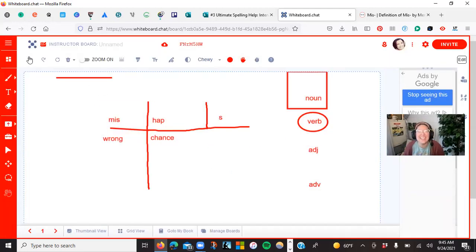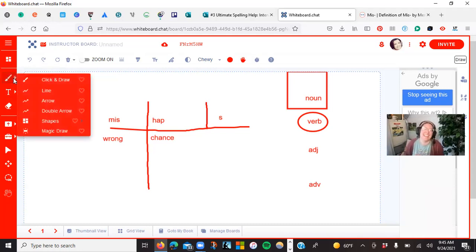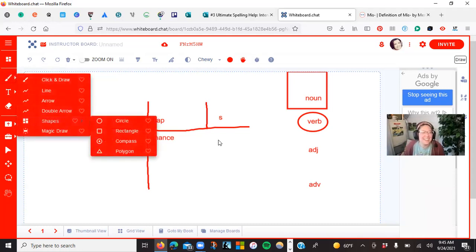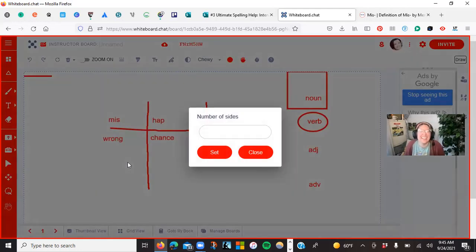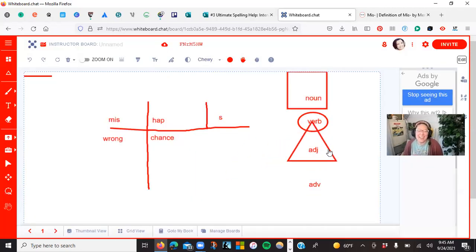Oops. I'm actually, believe it or not, good with geometry, but I did not expect that to happen. Okay. So what I was trying to make was three-sided. I'm trying to make a triangle. There it is.